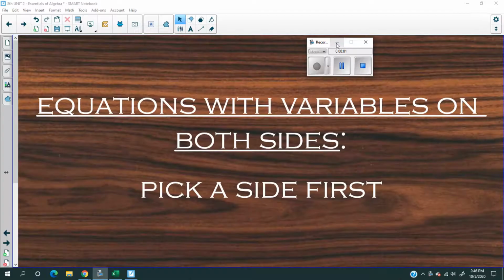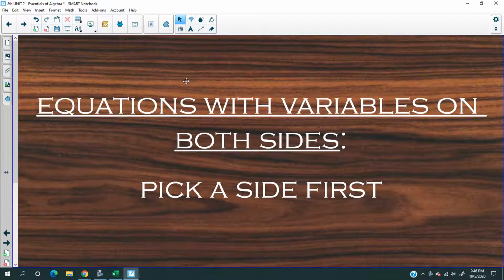So here's what we're gonna do today. What we've done so far is distribute, combine, solve, and now we're gonna wrap all that up around the next topic, which is solving equations with variables on both sides of the equal sign. Okay, so let's go.